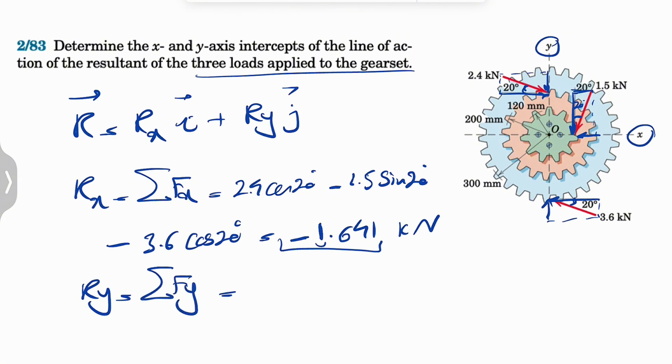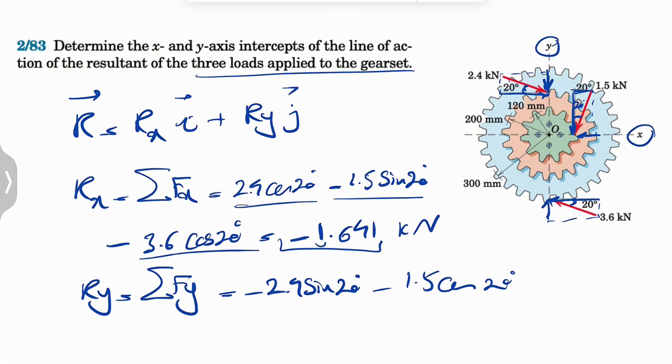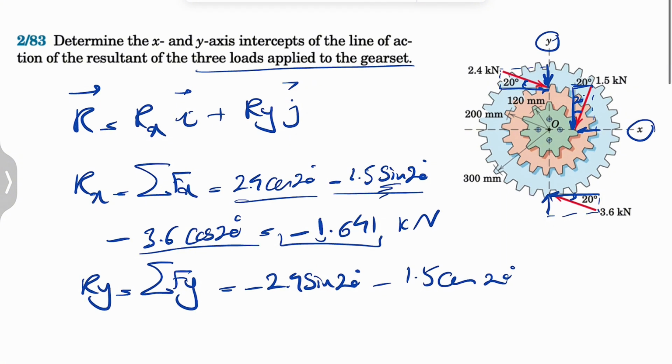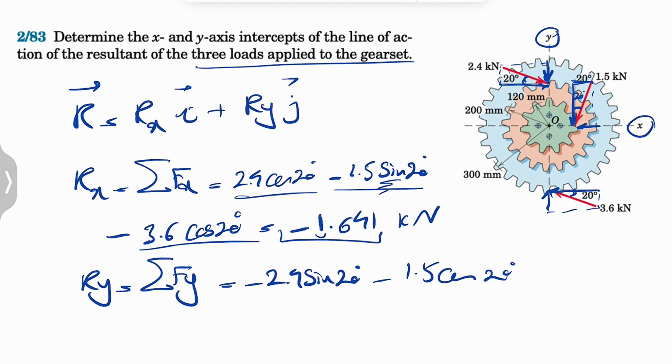Same idea, sum of all forces in Y this time. Basically, what we have in here, we just have to switch the sine to cosine or cosine to sine, but we have to figure out the direction. So for 2.4, you can see the Y component is negative since it's downward. Negative 2.4 sine of 20 degrees. For the 1.5, again Y is also negative 1.5. This time it will be cosine of 20. This was sine for X, so it's cosine for Y. And for the 3.6, we can see the Y component is upward, so this one's positive 3.6 sine of 20 degrees.